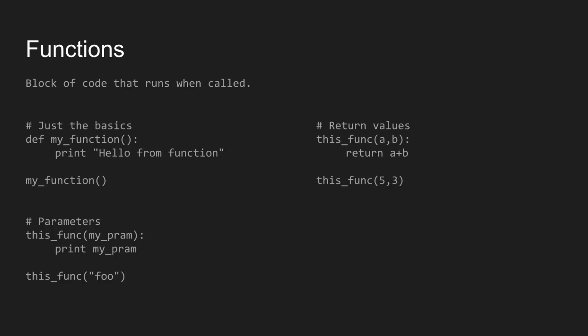So it's basically a block of code that's going to run when you call it. For instance, you create a function that just wants to print something. You use the def keyword, the name of your function, then parentheses, and then a colon. You create the indent, put in your block of code, and then unindent to get back into your main section of code.